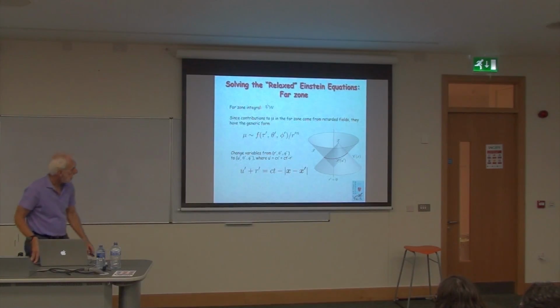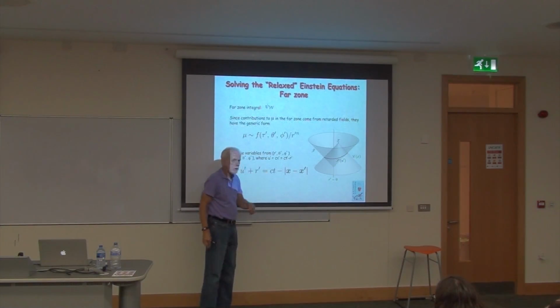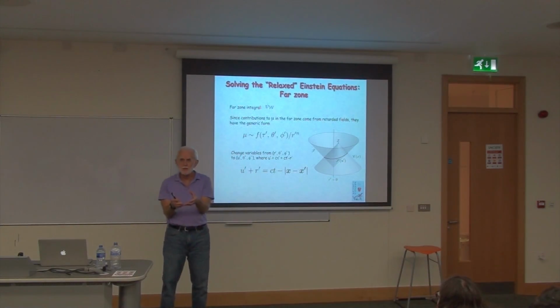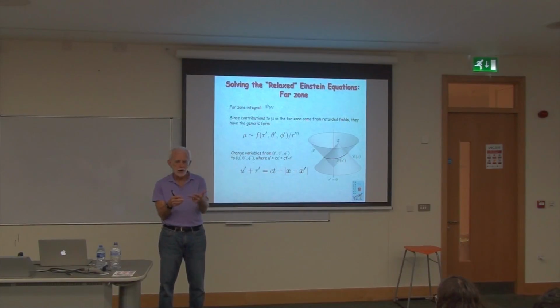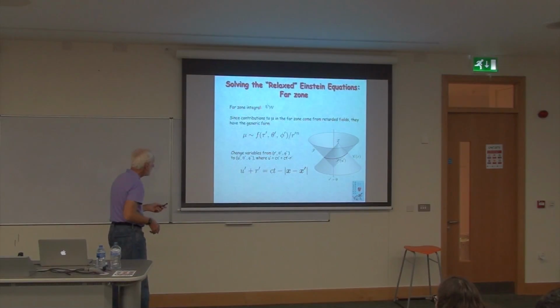We take very seriously the fact that we're integrating over a null cone, and we change variables. We don't want to integrate over d3x, r, theta, and phi. Of course, integrate over theta and phi, that's fine, those are just angles, but we don't want to integrate over r, that's bad. Let's change the radial variables to something else. And here's the variable that we use.